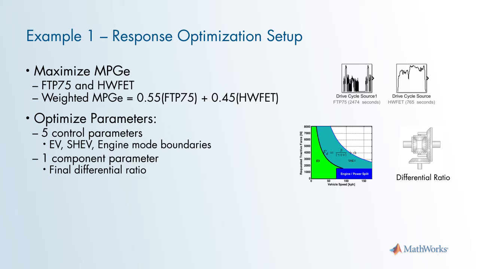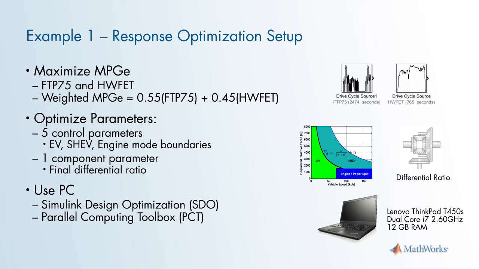A component hardware parameter, the differential ratio, was also added so that it can be simultaneously optimized along with the control parameters. To conduct this optimization study, Simulink Design Optimization was used. It was done on a standard laptop with 2 cores, and the MathWorks Parallel Computing Toolbox was used to utilize both cores.